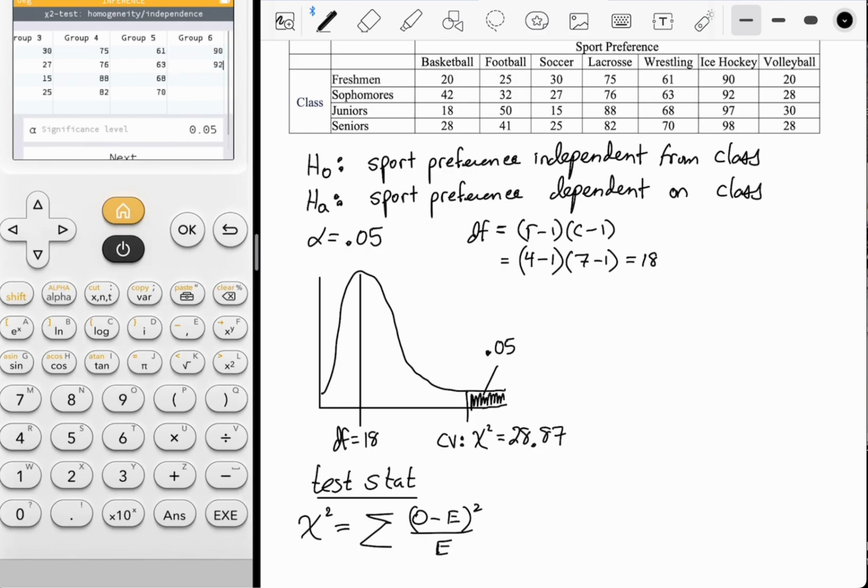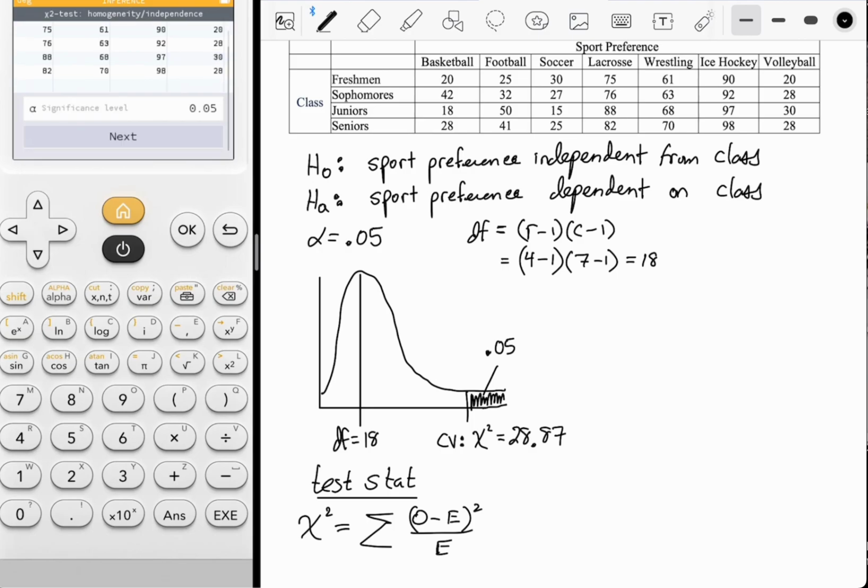90, 92, 97, and 98. And my last group, 20, 28, 30, and another 28. All right. Alpha value is 0.05. Here's hoping I typed in everything correctly. We'll find out, I guess, at some point.